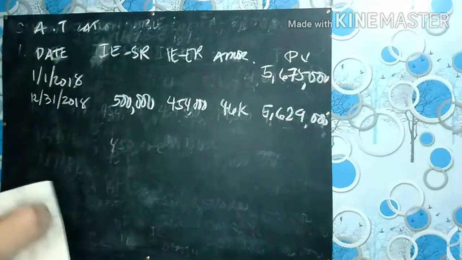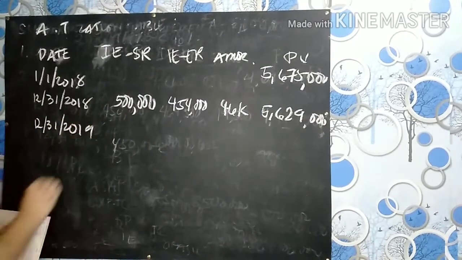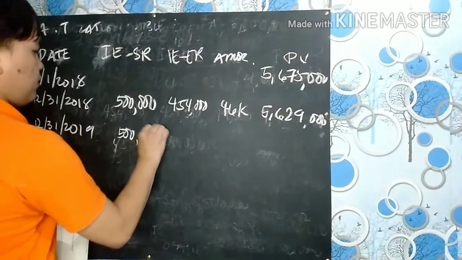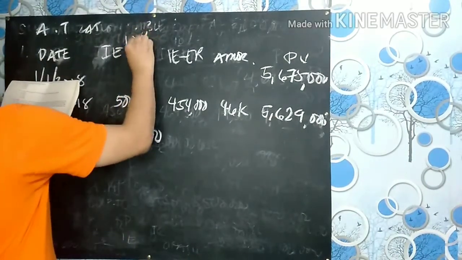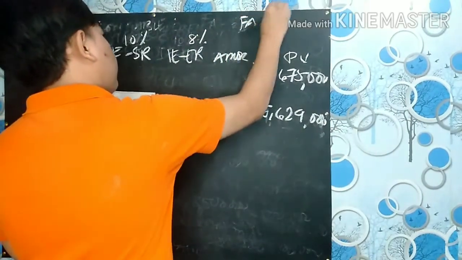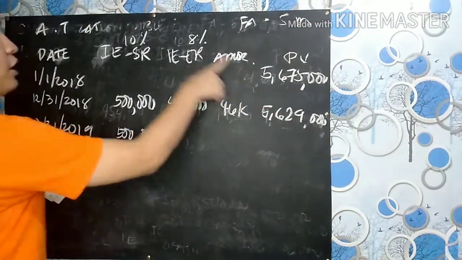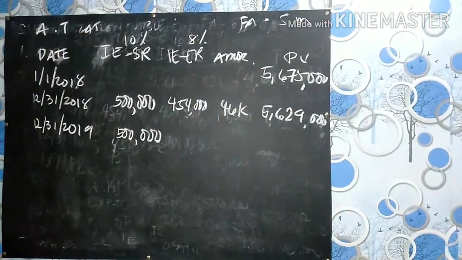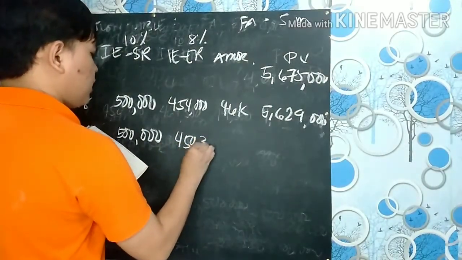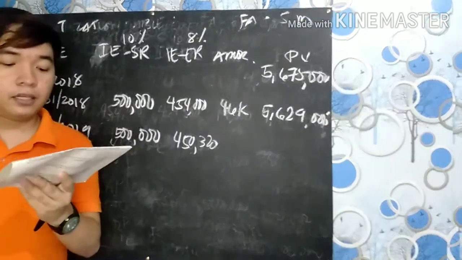Ganyan. So, 2019. 2019, of course, 500,000. Ito 10% to 8%. Face amount, 5 million. Okay? 5,629 multiplied by 8%. Magkano? 450,320. So, the answer for number 1 is letter D, 450,320.